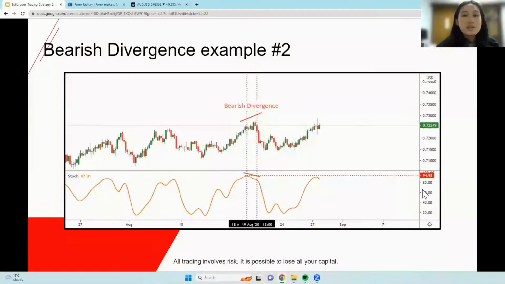Okay, another example here, but this one is just on a smaller scale. So you can see that even if the difference in price is pretty small, it can also work. So for stochastic, it's giving us a lower high, and on a price chart, it's making a higher high. Okay, so yeah, so we can expect price to continue to drop.